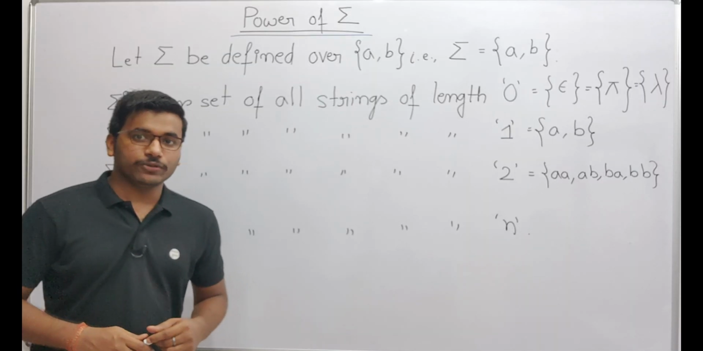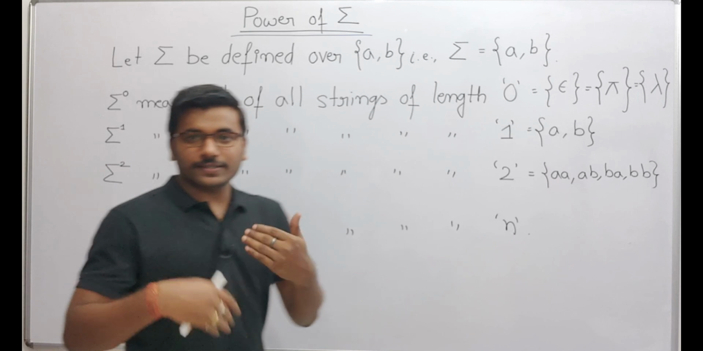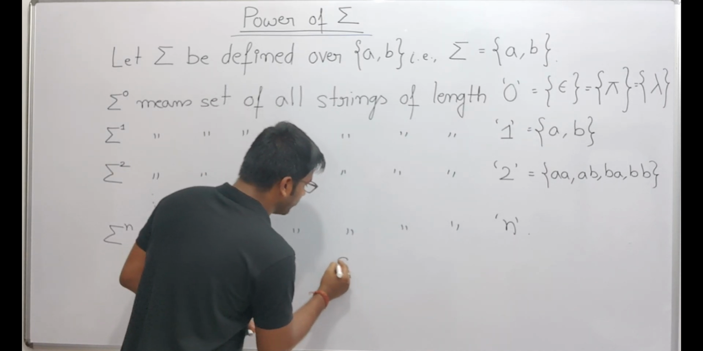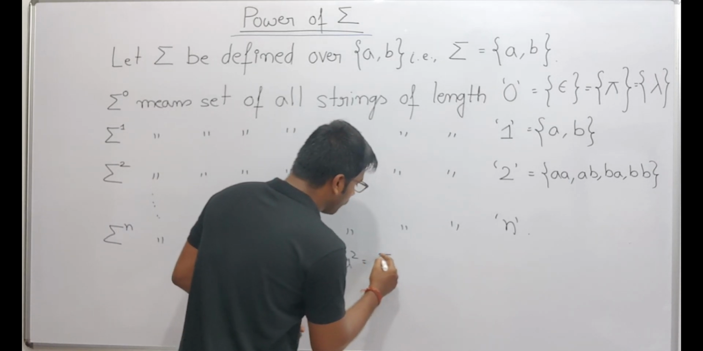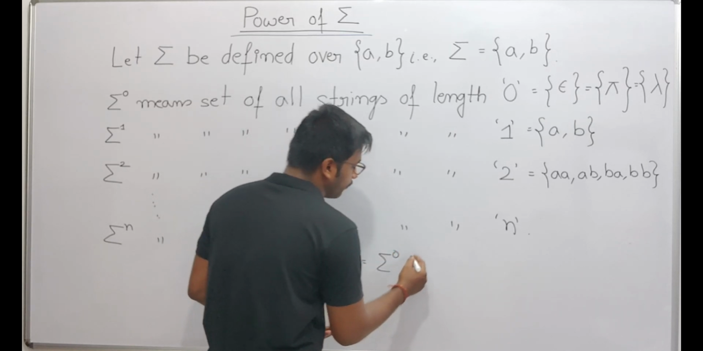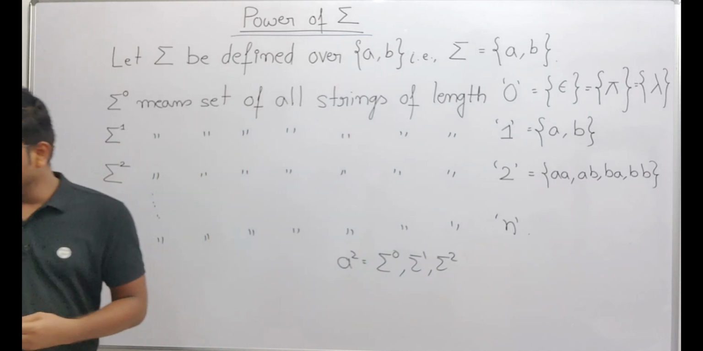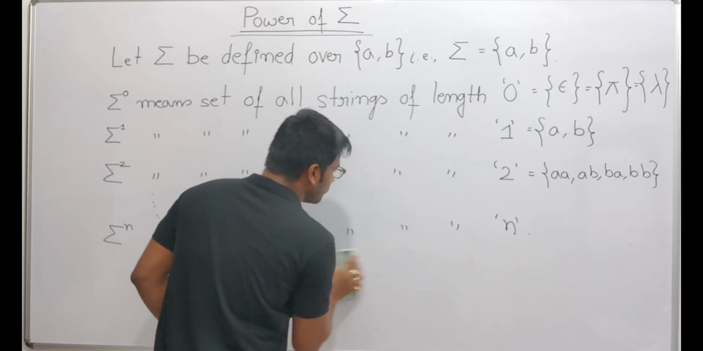In this lecture we are going to see power of sigma. Just like when we do a to the power 0, a to the power 2, here we are going to see what the power of sigma is. When I put sigma to the power 0, what does it mean? Sigma to the power 1, what does it mean? Sigma to the 2, what does it mean? So what does sigma 0 mean?